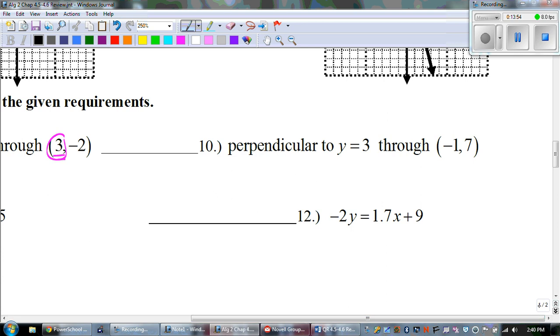All right, number 10. Now we want a line that is perpendicular to y. So if it's perpendicular, that means the opposite reciprocal, which means I need to switch, okay? I don't want the y, I want the x. And what does x equal? That's right, x equals negative 1.